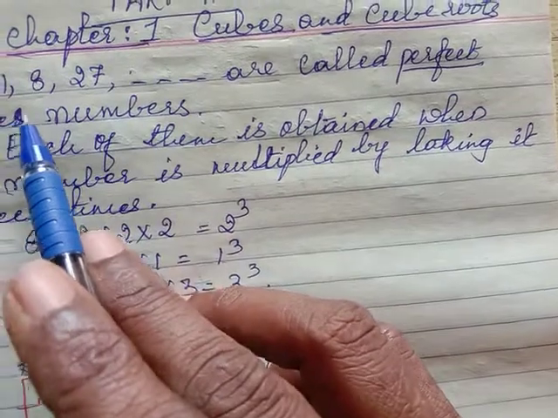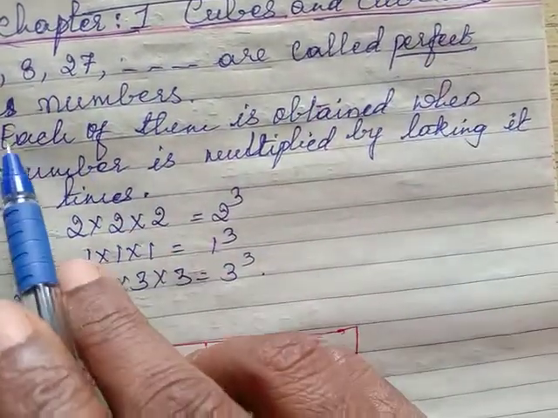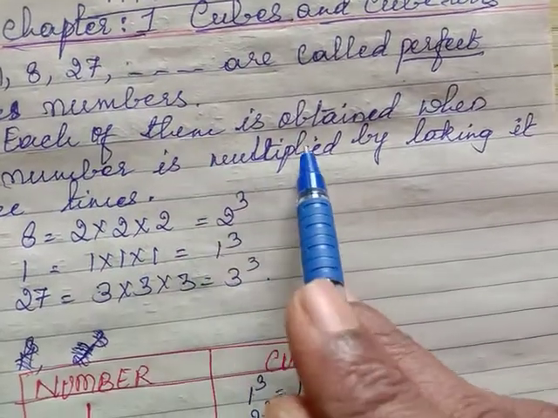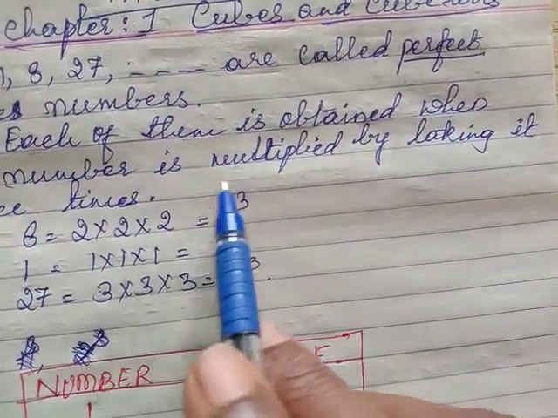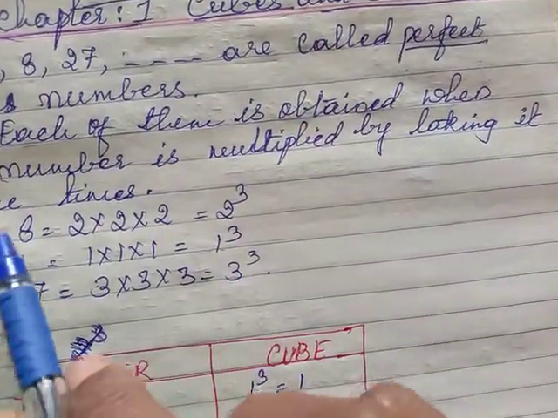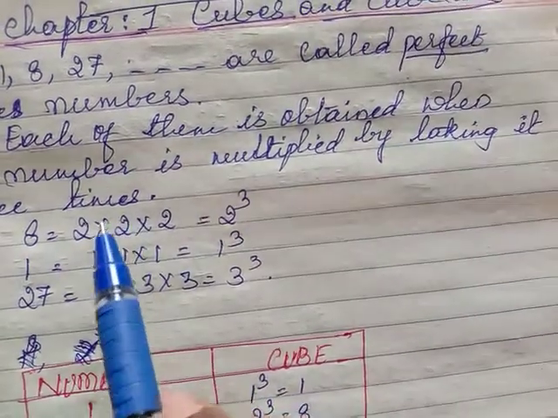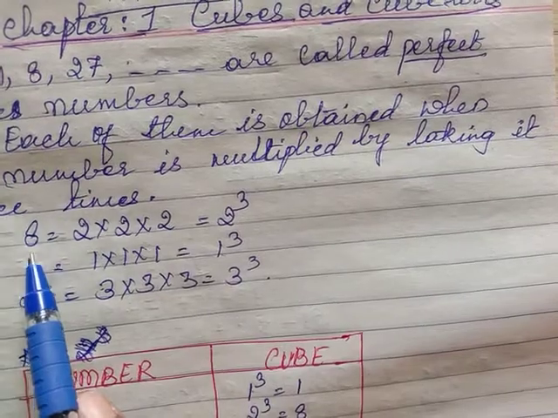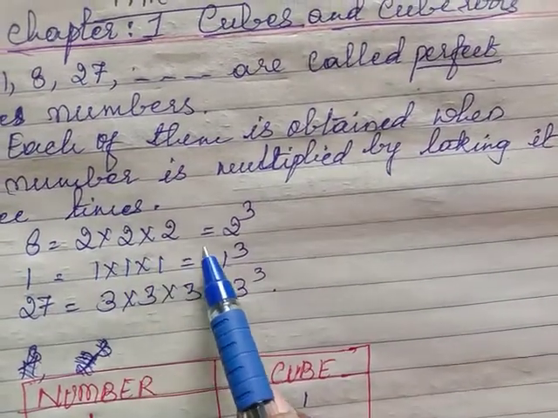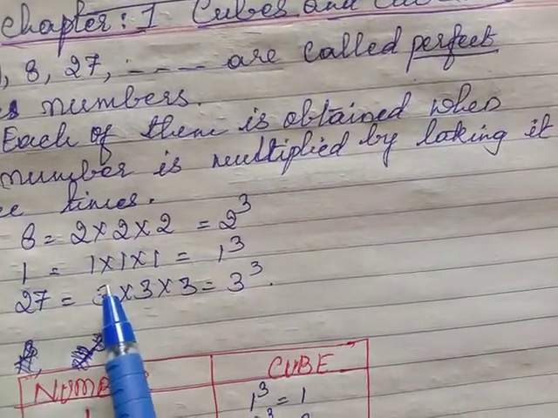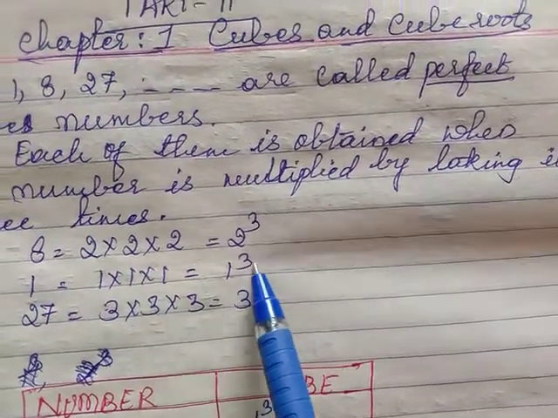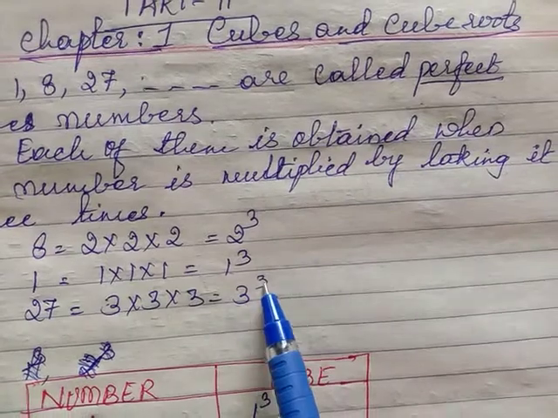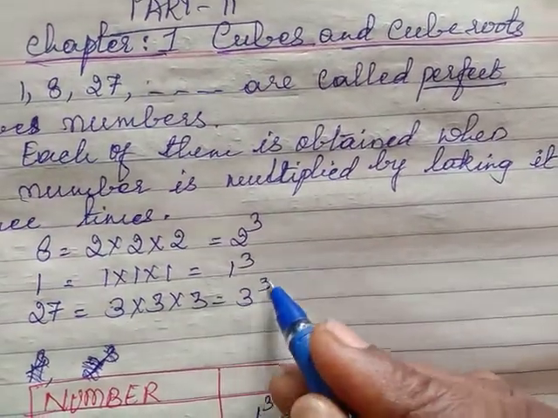Such numbers are called perfect cube numbers. Each of them is obtained when a number is multiplied by taking it 3 times, as I just told you. So 8 is equal to 2 into 2 into 2, which is 2 cube. 1 is equal to 1 into 1 into 1, which is 1 cube. 27 is 3 into 3 into 3, which is 3 cube.